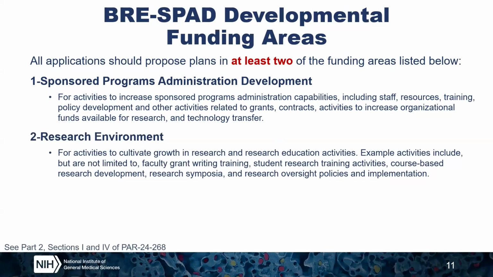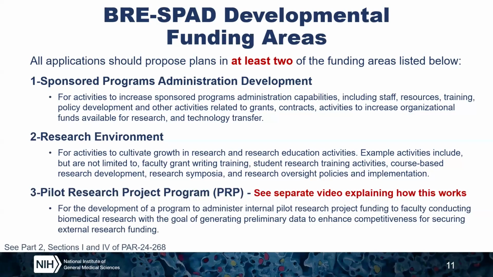The second area is research environment. That's what the RE stands for in BRE, biomedical research environment. This would be for activities to cultivate growth in research and research education. Examples include, but aren't limited to, faculty grant writing training, student research training activities, course-based research development, research symposia, research oversight policies, and implementation, for example.